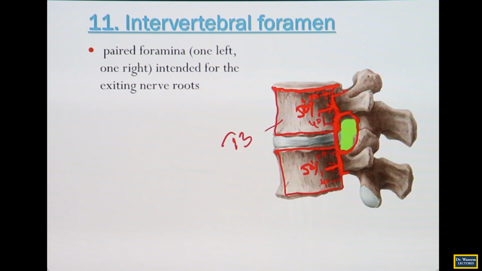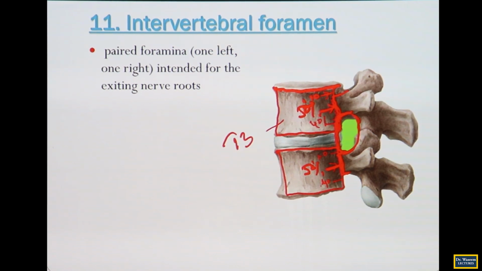This is a foramen between the two vertebrae, in which the body of the upper and the body of the lower contribute. More portion will be from the upper and less portion will be contributed by the lower. This foramen is called the intervertebral foramen.